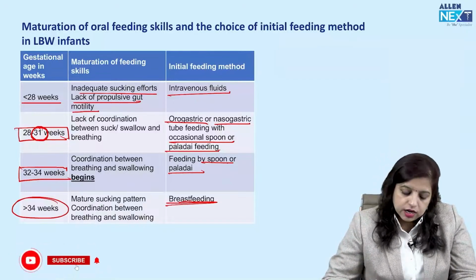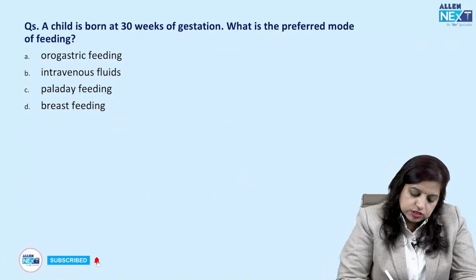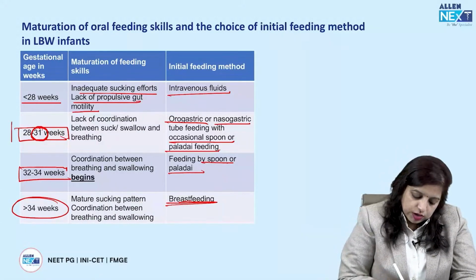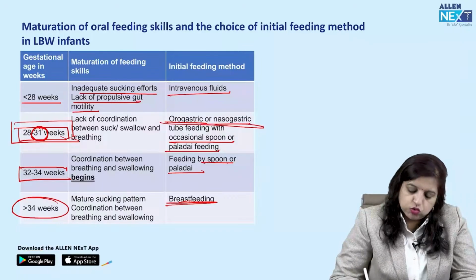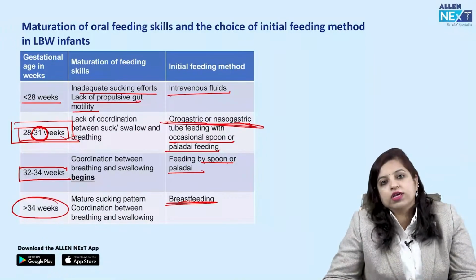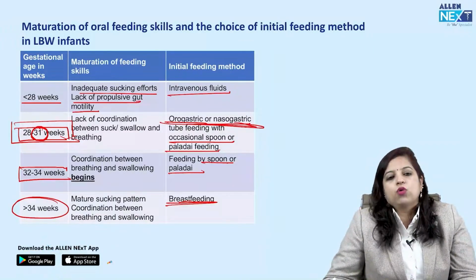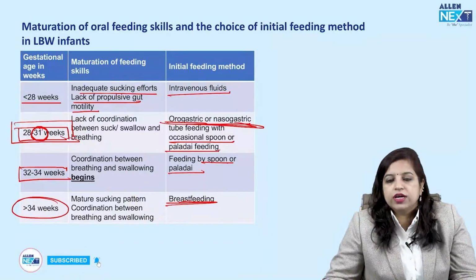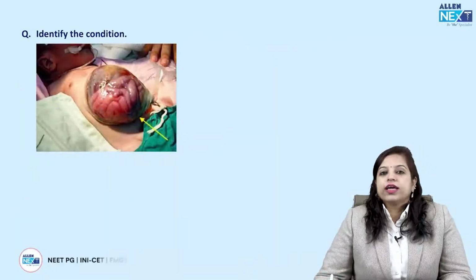Now, our child was at what age? It was 30 weeks of gestation. And if we see this, 30 weeks of gestation would come in this category. So that means we would go for orogastric or nasogastric feeding. So that is the correct option over here. It would be the A option where it is written orogastric feeding, right? Okay, so moving on to the next question.